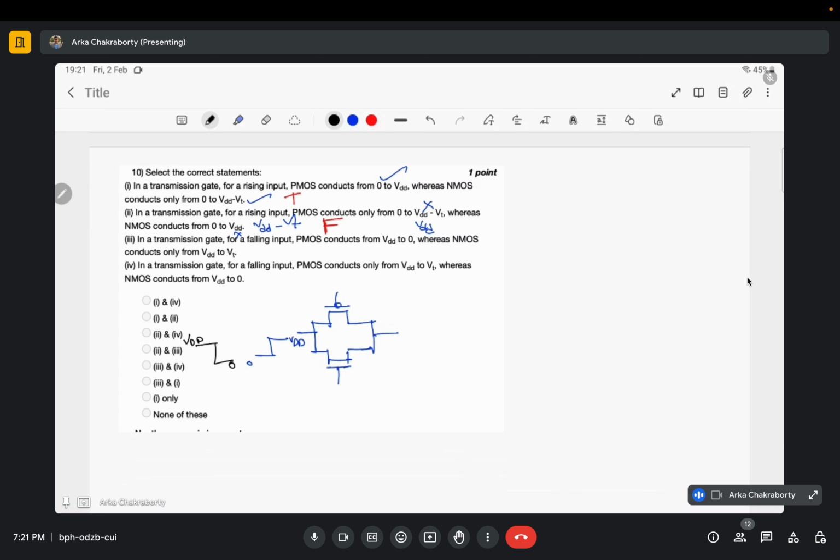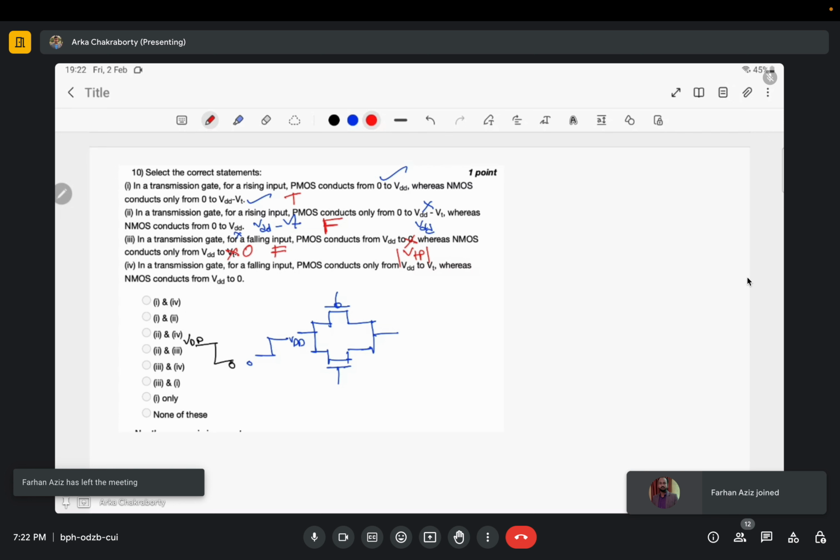In a transmission gate for a falling input, PMOS conducts from VDD to 0. Now, is PMOS strong or weak? PMOS is a weak 0, so this is false. It will only be able to conduct from VDD to mod of VTP. Whereas NMOS conducts only from VDD to VT? No. NMOS is a strong one, so it will be able to conduct from VDD to 0 volt. So this is also false.